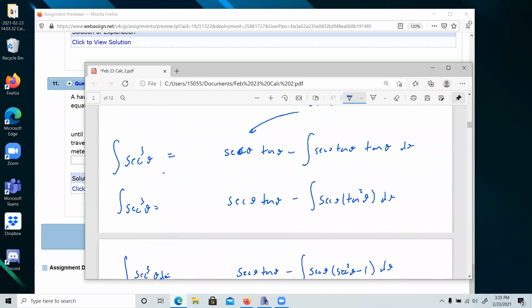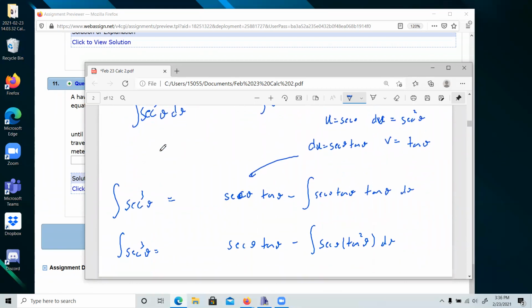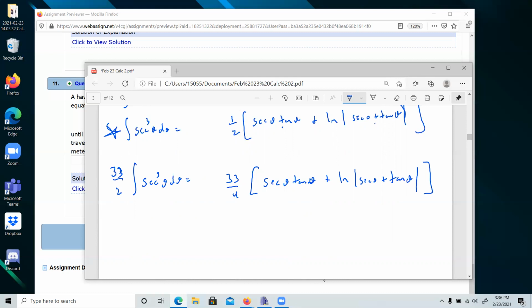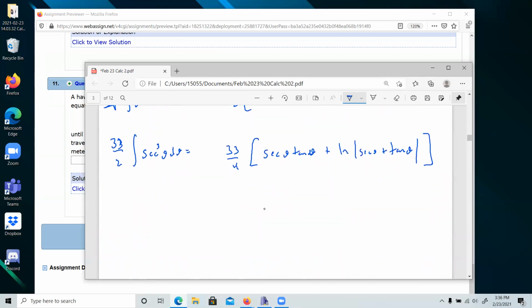We're going to go all the way back up to here and say that 33 halves of the integral of secant cubed theta d theta is equal to 33 fourths, right? Because it's a half times 33 over 2 of secant theta tangent theta plus ln secant theta plus tangent theta. Aren't you glad that you know how to do triangular integration and integration by parts now? I'll bet you are. All right, let's look at that triangle again.